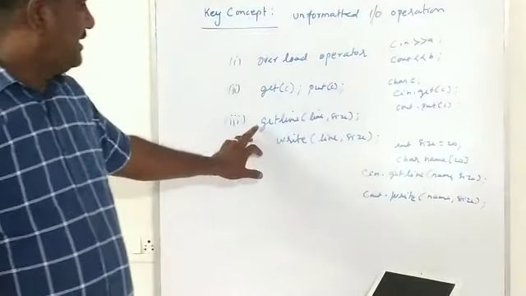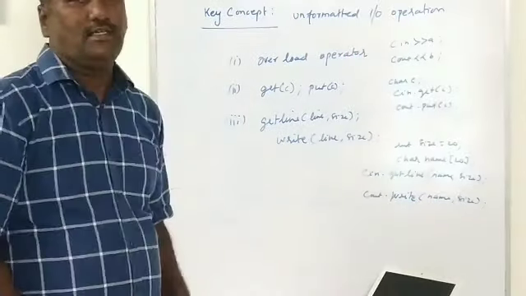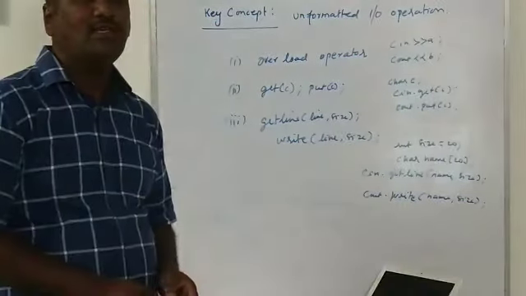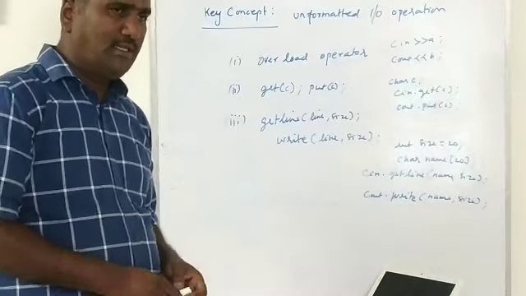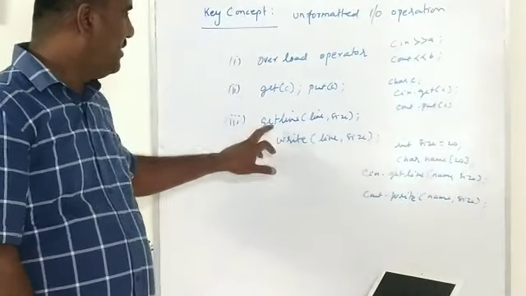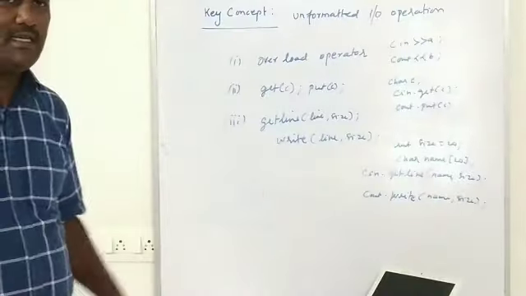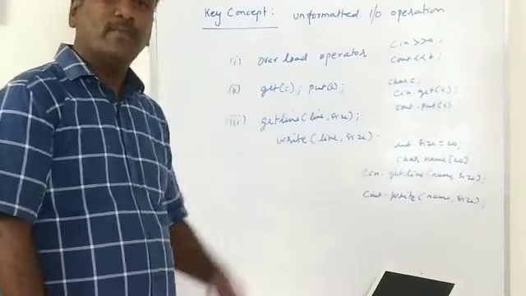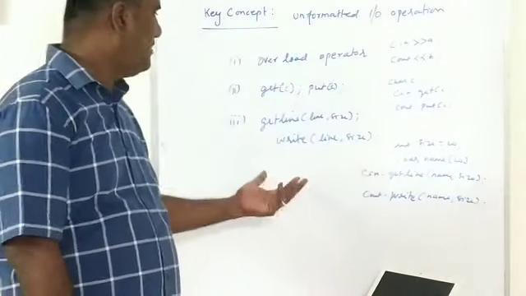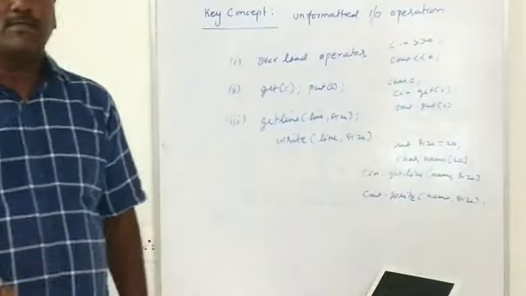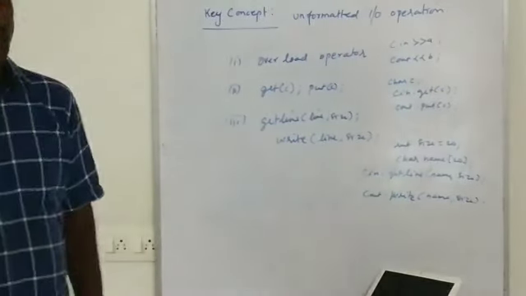Finally, the getline and write functions. The getline and write functions are also unformatted I/O operations. We already know what is meant by getline. Getline is nothing but getting a whole line from the keyboard. At the same time, write displays the whole line to the monitor.